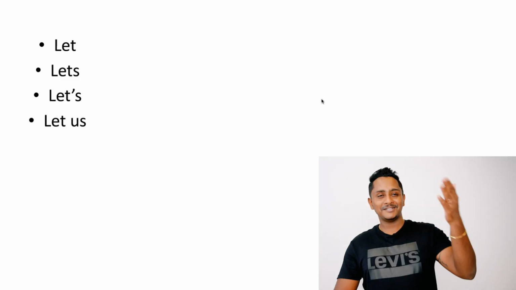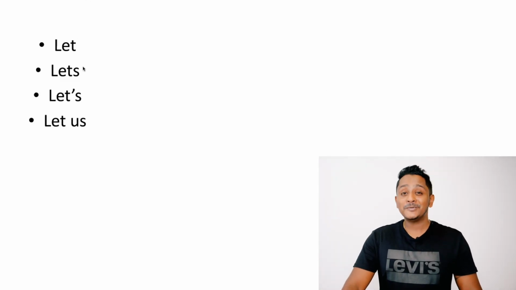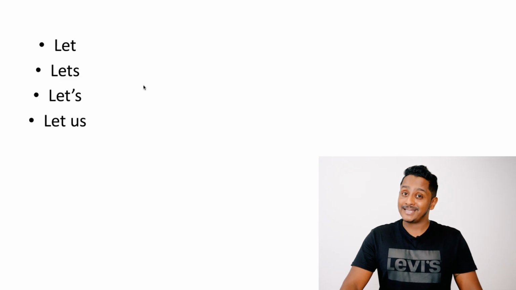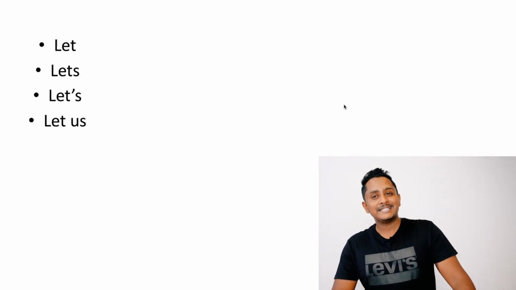Let's start. So the differences between let, lets. The third one is also pronounced as lets, but it is let apostrophe s. And the fourth one is let us.